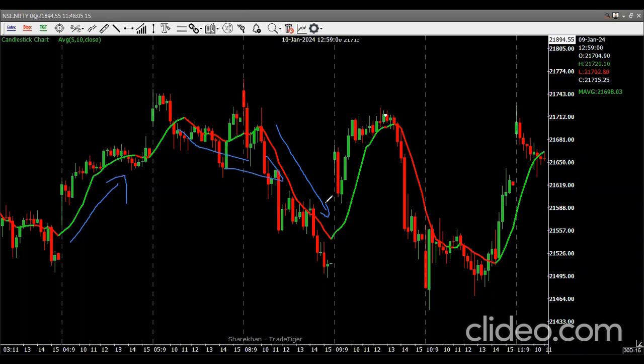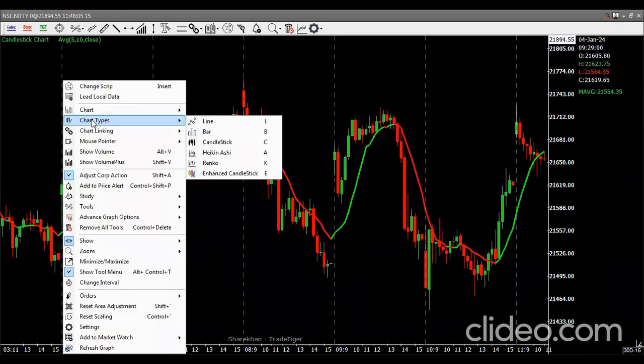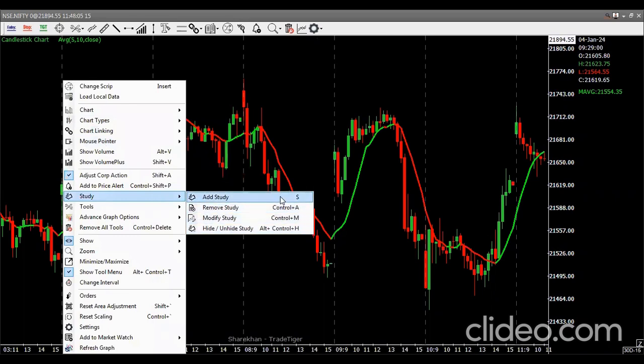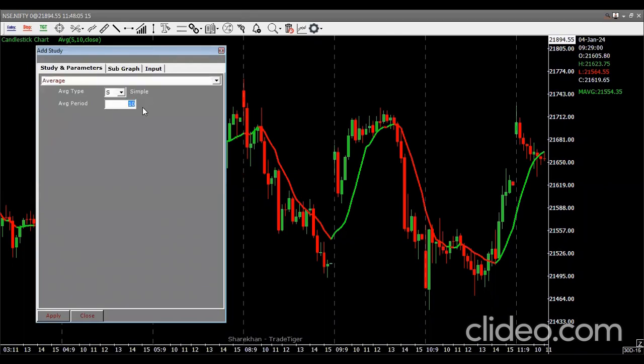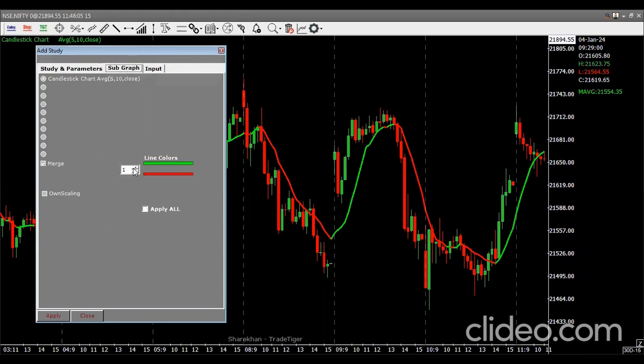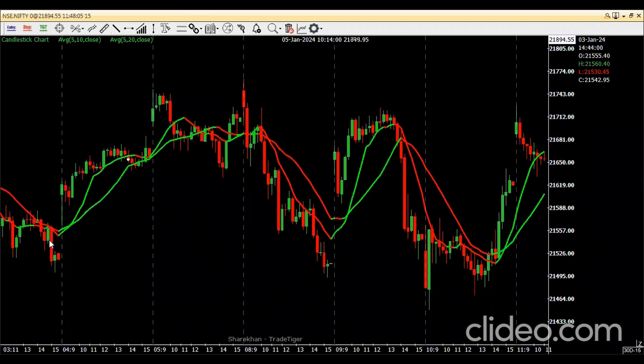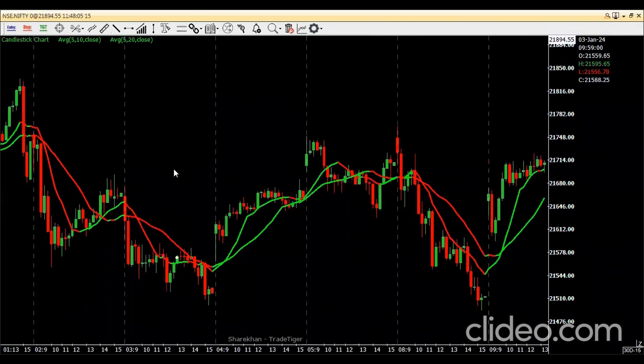So how to use the moving averages? You can do a simple method called crossover. Now this is a 10 period moving average. What you will do is add another moving average in the same graph. You will add a 20 period moving average. If you add both of them, now you can see in the chart.